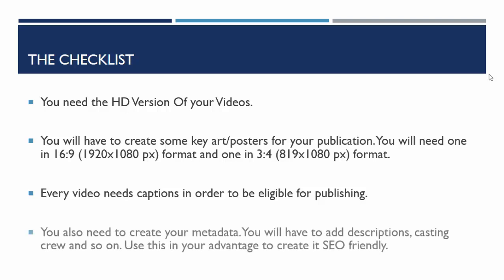Then the last point that I would have on this checklist is the fact that you also need to create your metadata. You will have to add descriptions, you will have to add a casting crew and other things to your videos. But use this to your advantage to make your publications SEO friendly, so search engine optimization friendly, because if you create a description that is search engine optimization friendly, people will find your content more easily if they are looking for certain keywords on the Amazon platform. So this is something that can help you as a bonus.